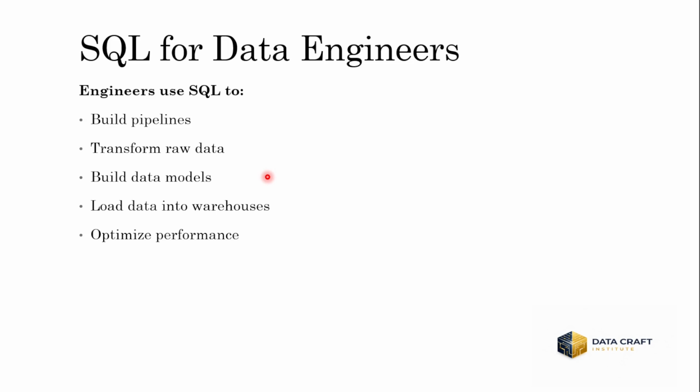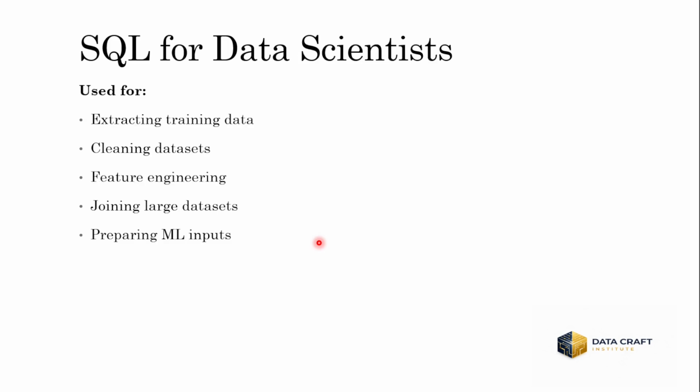Okay, build data models. Now we will learn about data models in detail, but at this stage, just understand that a data model is nothing but a blueprint of the data. Just like an architect prepares the blueprint of your house, a data architect prepares the blueprint of the data, and then we will be loading the data into warehouses, and then we will be optimizing the performance. Okay.